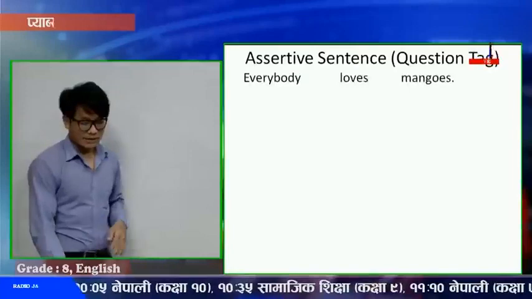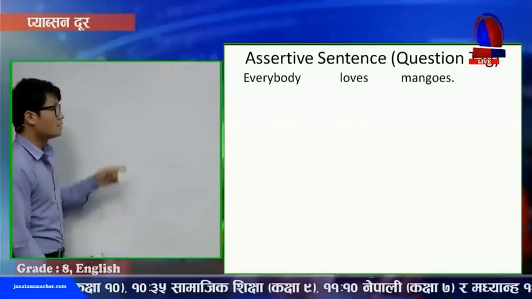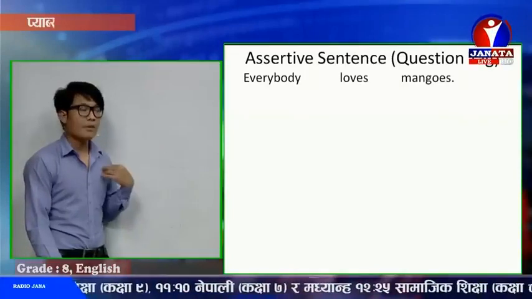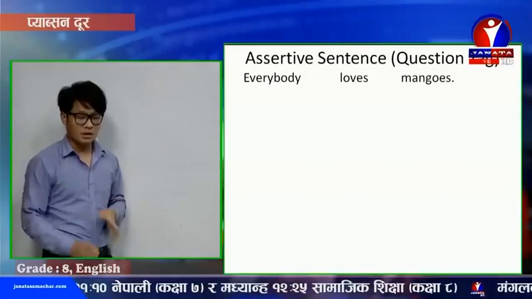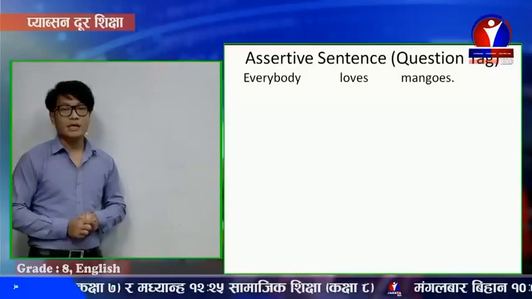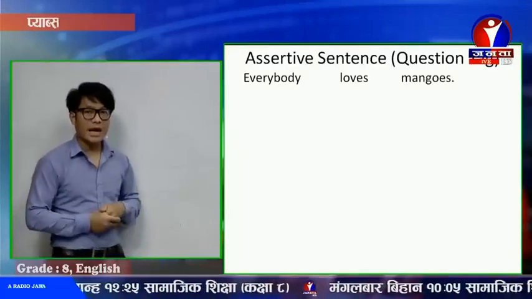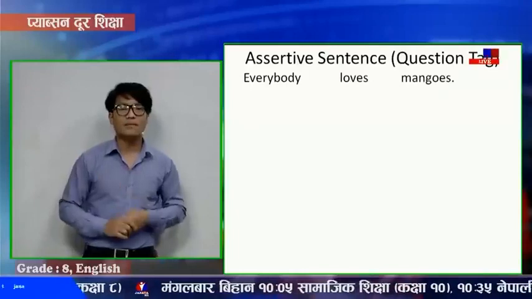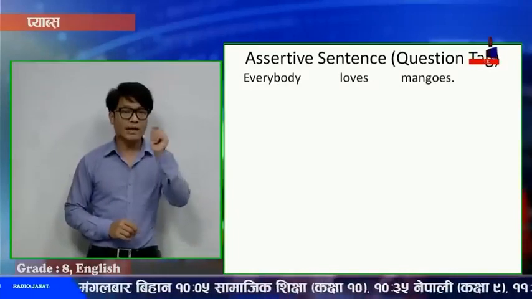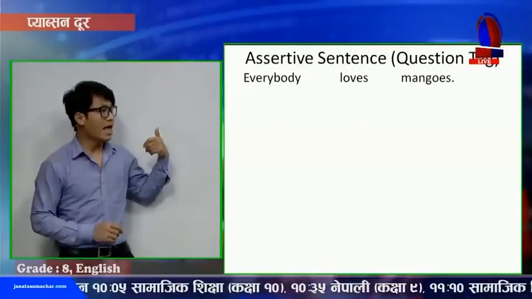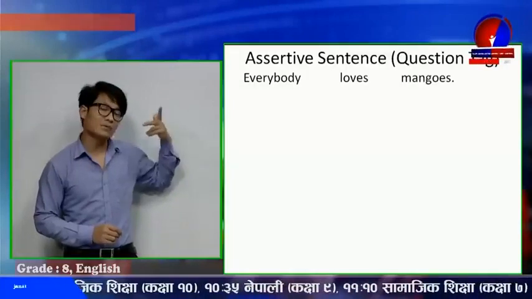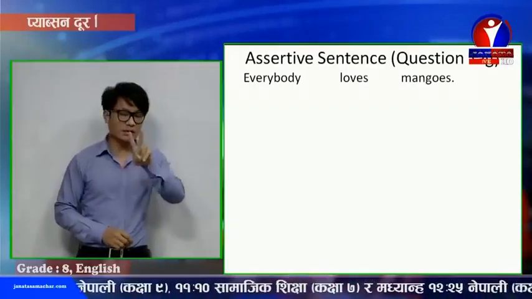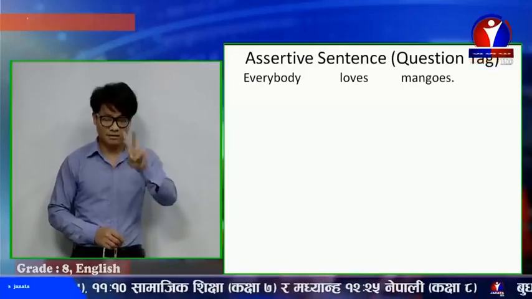So let's start. You can see here, this side, everybody loves mangoes. Everybody loves mangoes. So obviously this is simple present, and I had told you that simple present auxiliary verbs are do and does. You can see here LOVES, loves, verb 5. That's why it's simple present. So it has two auxiliary verbs. One is do and the other is does.